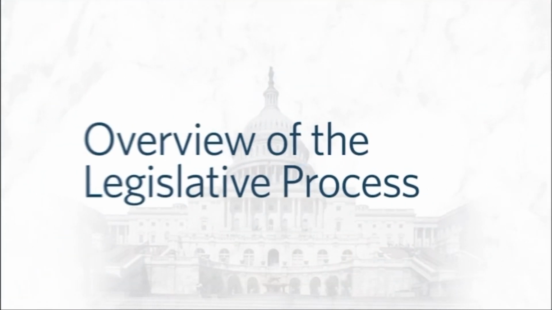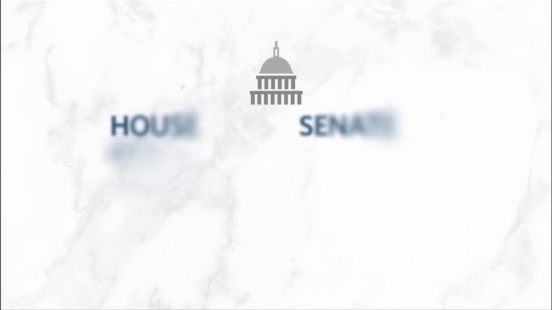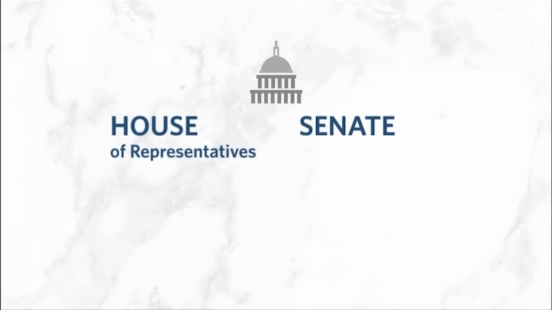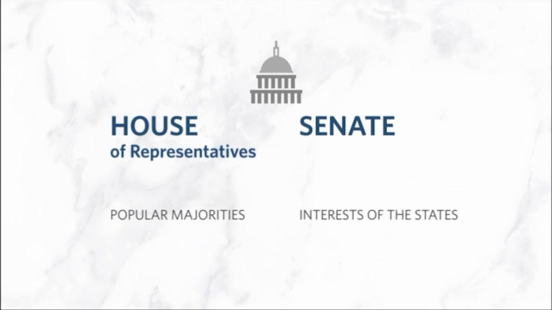Article 1 of the U.S. Constitution grants all legislative powers to a bicameral Congress, a House of Representatives and a Senate, that are the result of a great compromise seeking to balance the effects of popular majorities with the interest of the states.